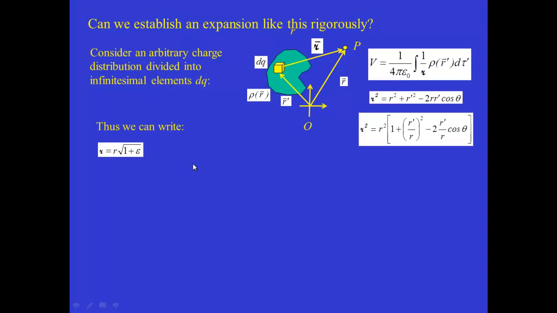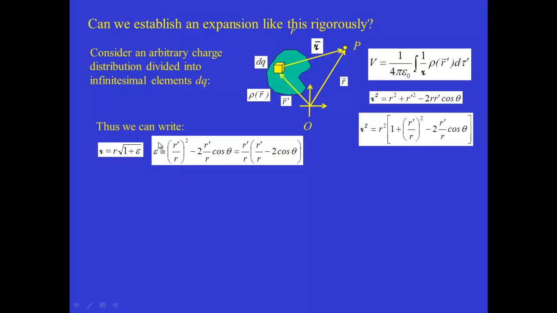So this allows us to write script r is regular r times the square root of 1 plus epsilon. You can see if I took the square root of both sides of this equation, I would have script r equals regular r times the square root of what's inside the brackets. Okay? And what's inside the brackets is 1 plus these two terms here.